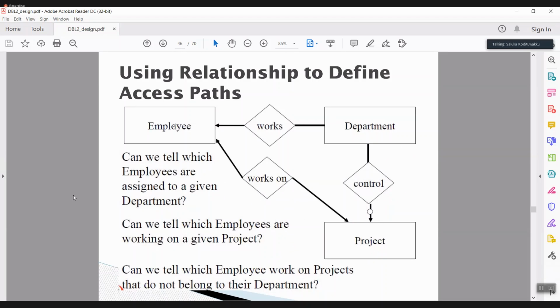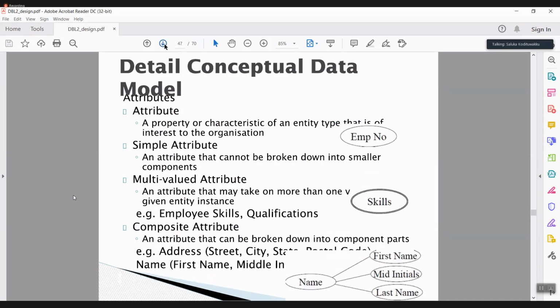And by using that, there is a possibility of finding, for example, for a department, who are the employees who work for this particular department. Similarly, for a project, who are the employees working for this project. Plus, when we get a particular employee, we can find which projects this employee is working for. That is the access path we talk about.